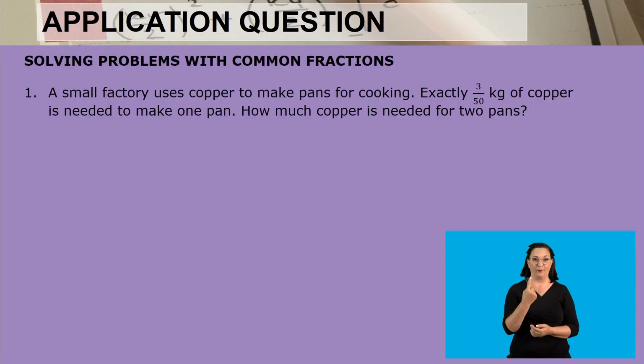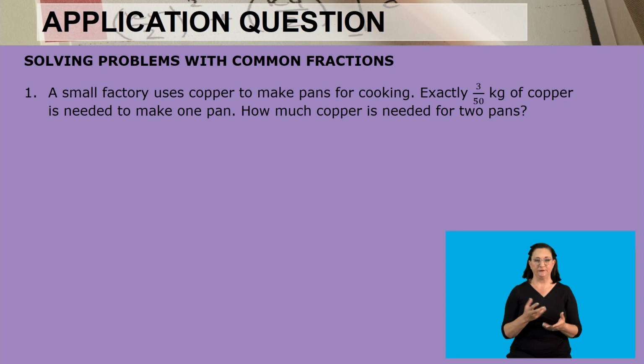Welcome back, learners, and let's focus now on more of those application questions. Let's look at number 1. A small factory uses copper to make pans for cooking. Exactly 3/50 kg of copper is needed to make 1 pan. How much copper is needed for 2 pans?